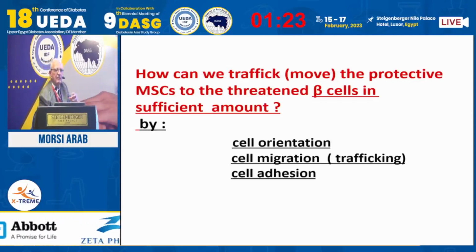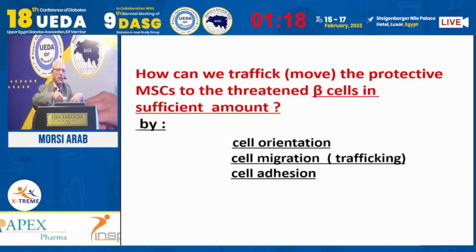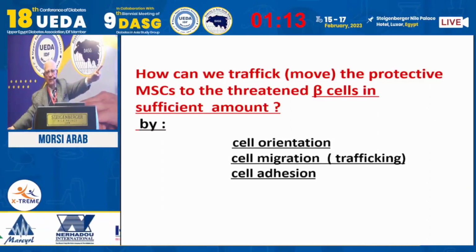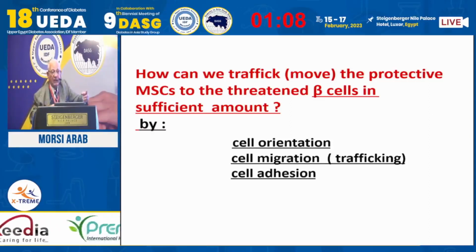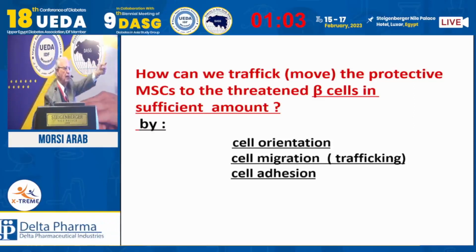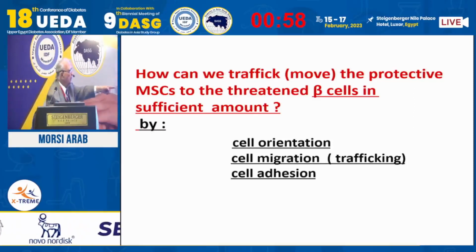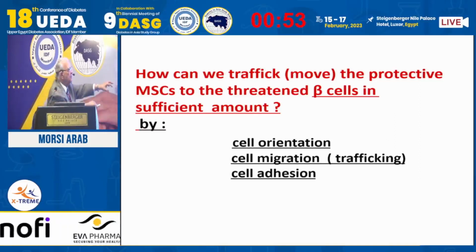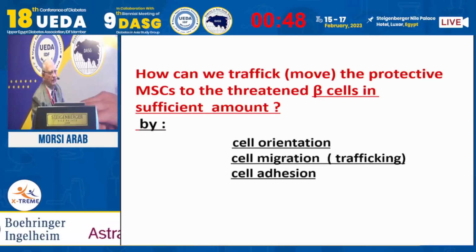I can illustrate it this way: I have a car here in Luxor. I want to direct it to Cairo rather than go down to Aswan. This is trafficking. Proper trafficking means that you get orientation: do I go to Cairo or to Aswan? Orientation. Migration: do I take the train or the plane? And then after arriving at the place, there must be some way to make this cell adhere to the cells which are going to be rescued.